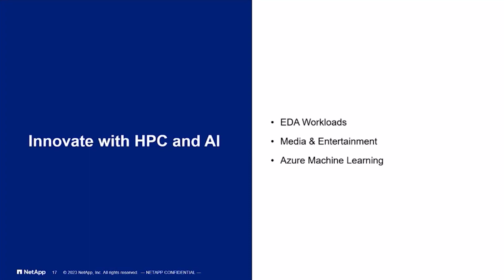In media and entertainment, we work with some of the largest media companies like DreamWorks to help them as they're developing their films. They're able to use Azure NetApp Files for that high performance compute. And then Azure Machine Learning. We know a lot of customers are looking into AI and how they can use AI in their environments. And the machine learning engine in Azure can sit on top of Azure NetApp Files to handle the vast amount of data that these machine learning engines are taking in.